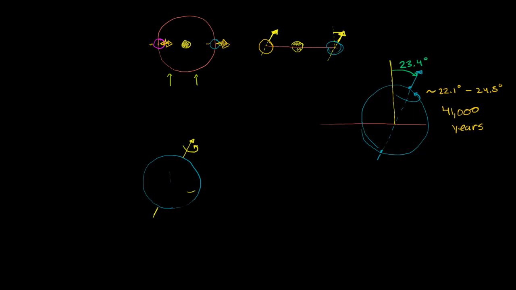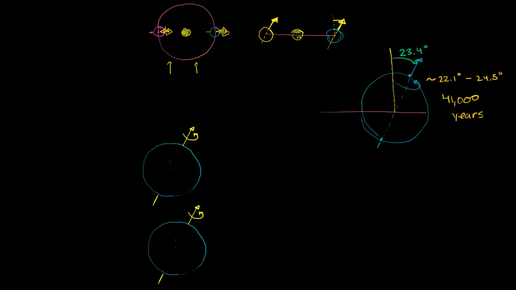So when we're at this point in Earth's orbit, and actually let me copy and paste this, and I'm going to use the same exact diagram for the different seasons. So let me copy, and then let me paste this exact diagram. I'll do it over here for two different points.